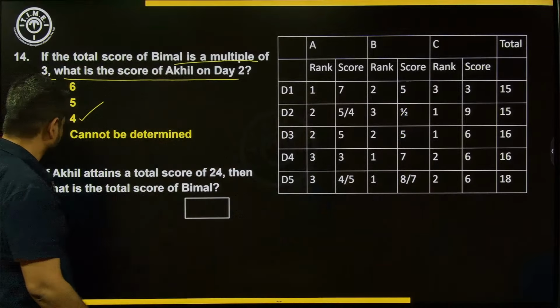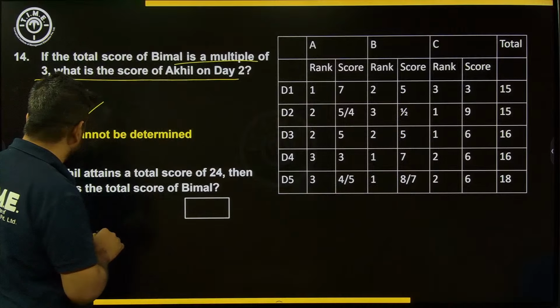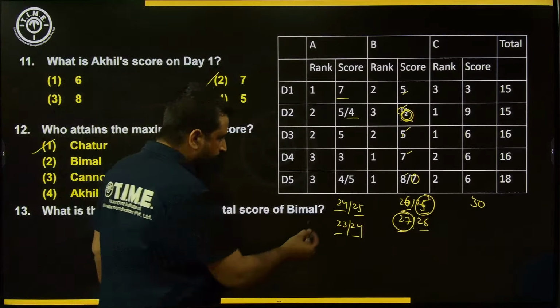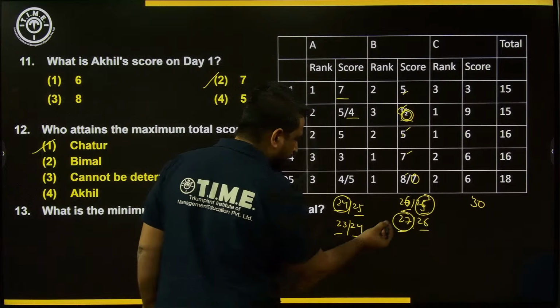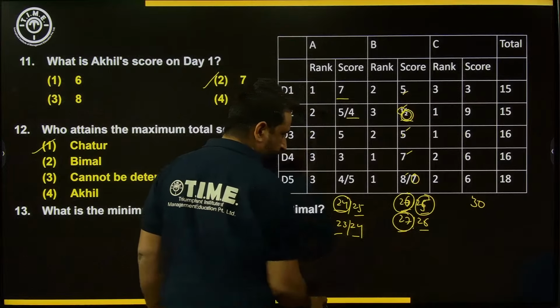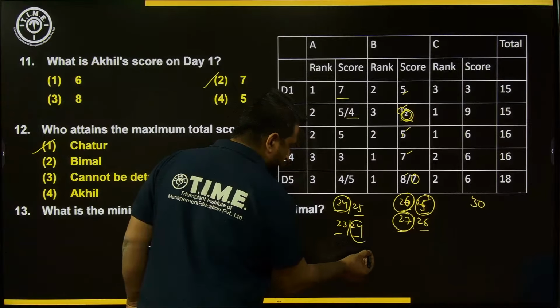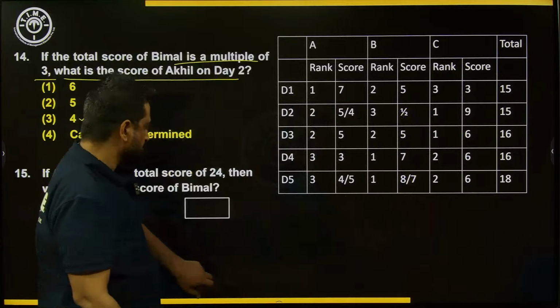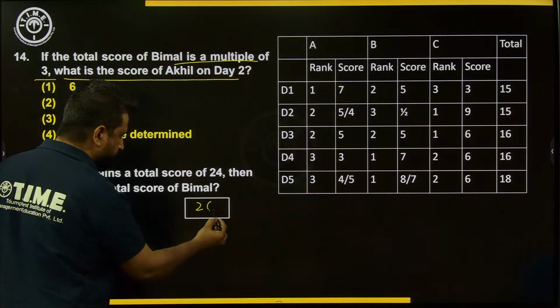Choice 3. If Akhil attends a total score of 24, then what is the total score of BML? If Akhil attended 24, he must have attended 26. Again in this case also he must have attended 26. So in any case, it will be 26.